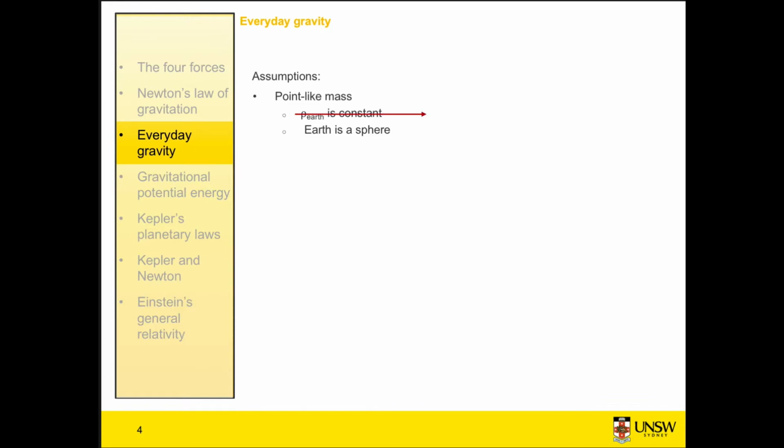We know that the density of the Earth is not entirely constant, so we have things like rocks, water, magma. And we also know that the Earth is not exactly a sphere. The Earth is spinning fast enough on its own axis that the poles are more flattened compared to the equator. So the Earth kind of bulges at the equator.